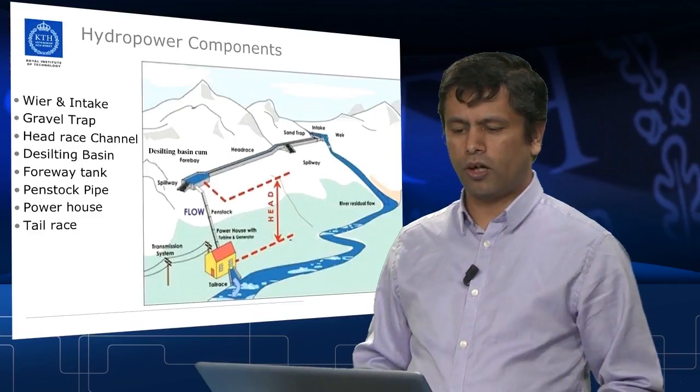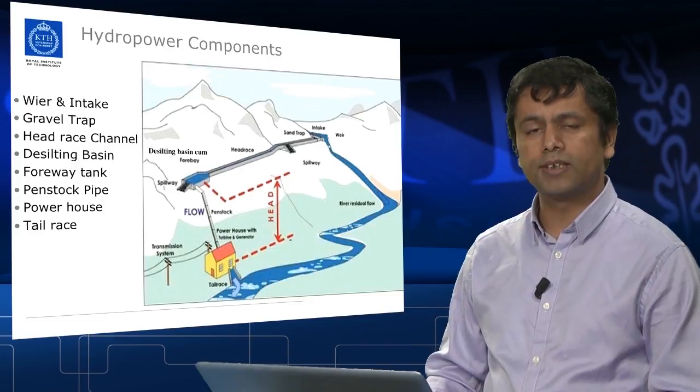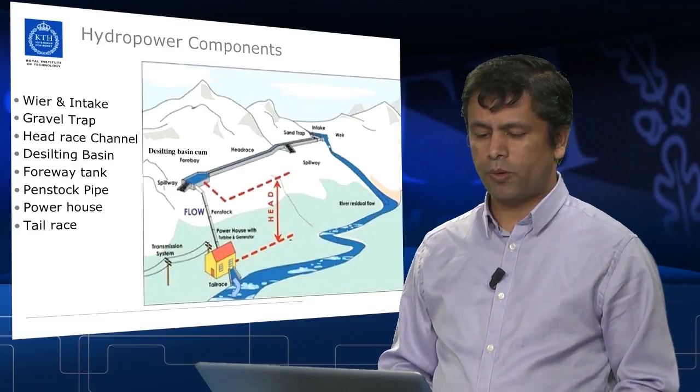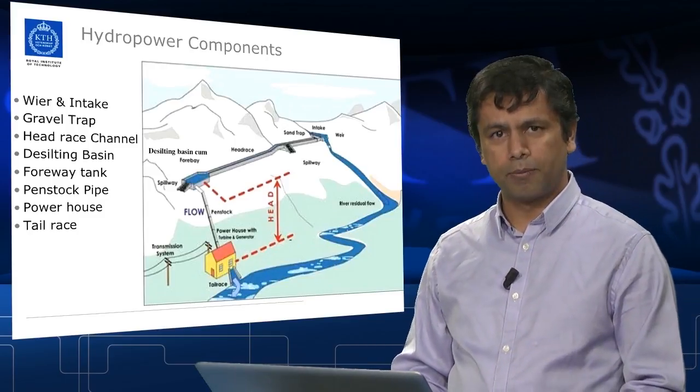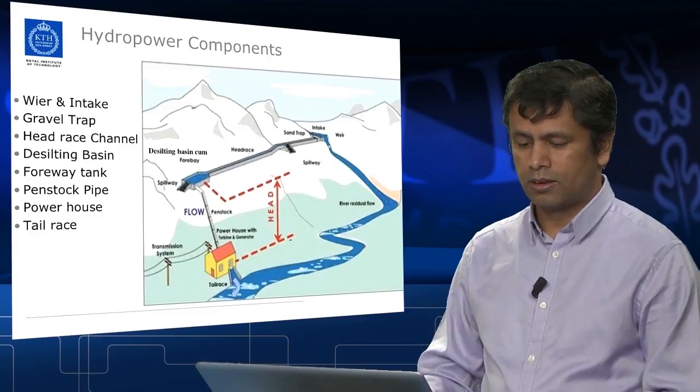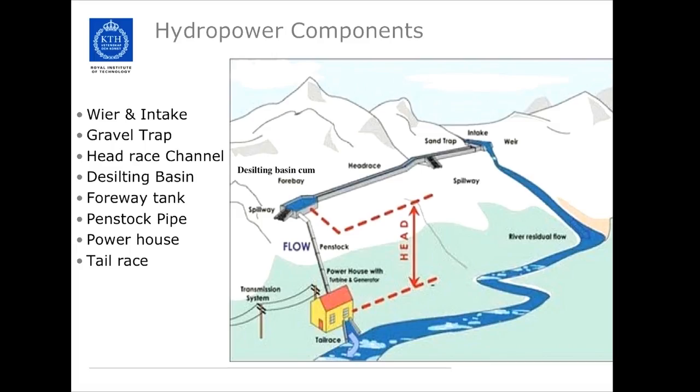Now I would like to give you a short description about the hydropower components. Basically, hydropower components can be divided into weir and intake, gravel trap, headrace canal, desilting basin, forebay tank, penstock pipe, powerhouse and tailrace. If you look at this drawing here, the weir is constructed in the river to divert the water into the intake, and the intake is basically the inlet point for the water that goes to the powerhouse.